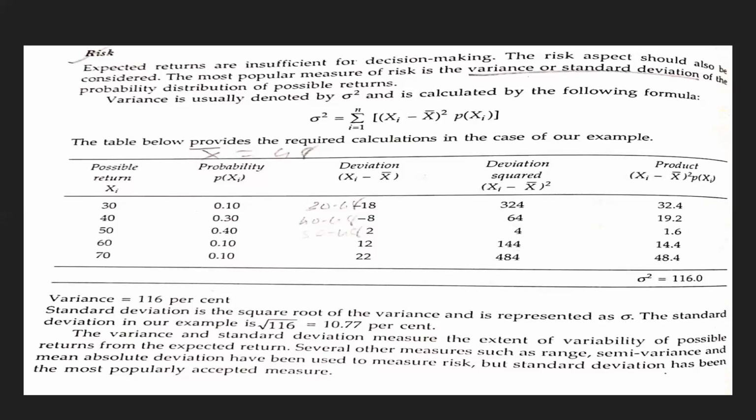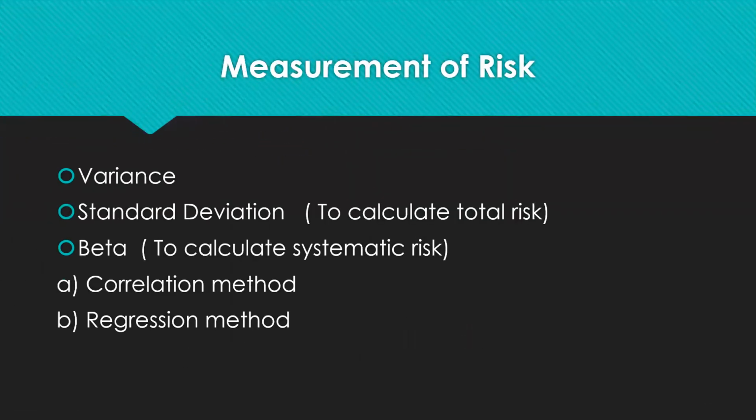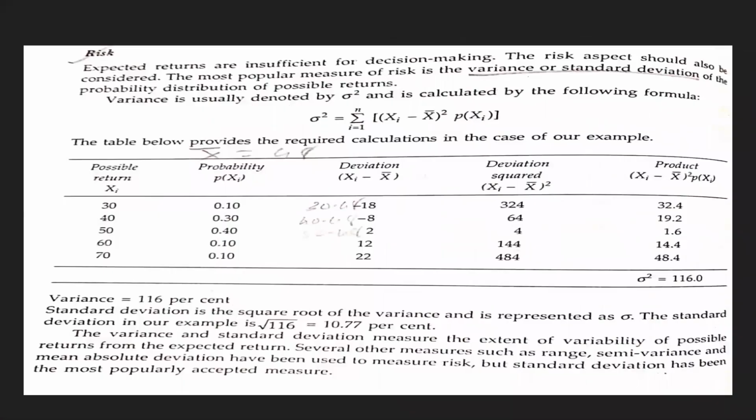Okay, so that is with regard to the measurement of the risk. I hope you have now understood how to calculate the variance and the standard deviation, which will give you the value of the total risk. So there is a risk of 10% in your investment. 48% return is what you expect, with a 10% risk involved in your investment.